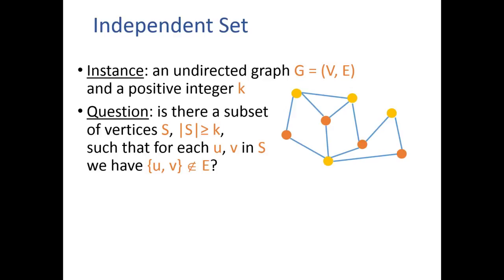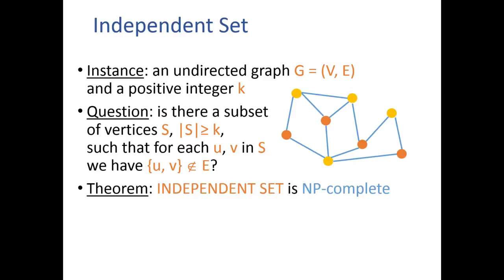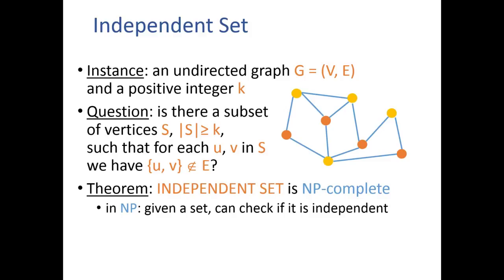One example is independent set. Independent set is another graph problem where we have an undirected graph and an integer k, and we ask if there is a subset of vertices of size k so that these vertices form an independent set. Here, for instance, the set of orange vertices is an independent set. My claim is that independent set is NP-complete, and I'm going to prove that.